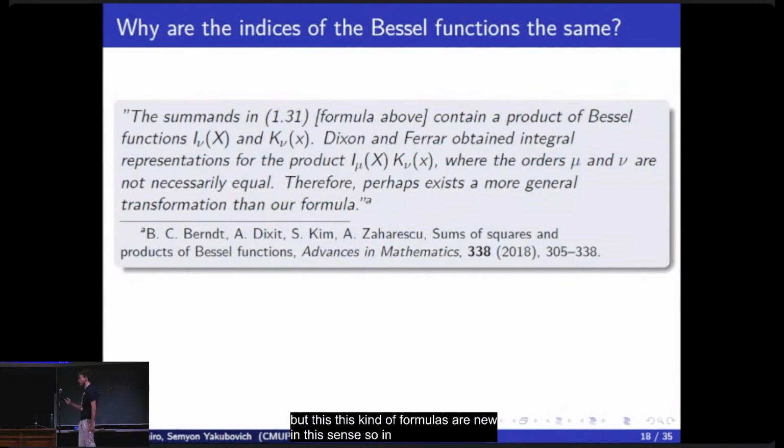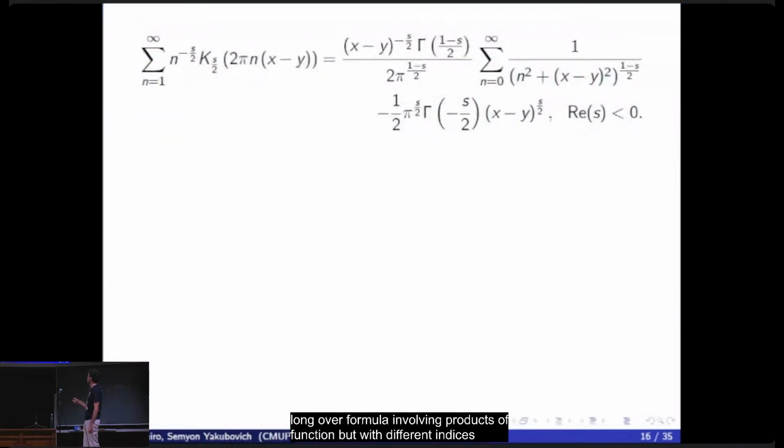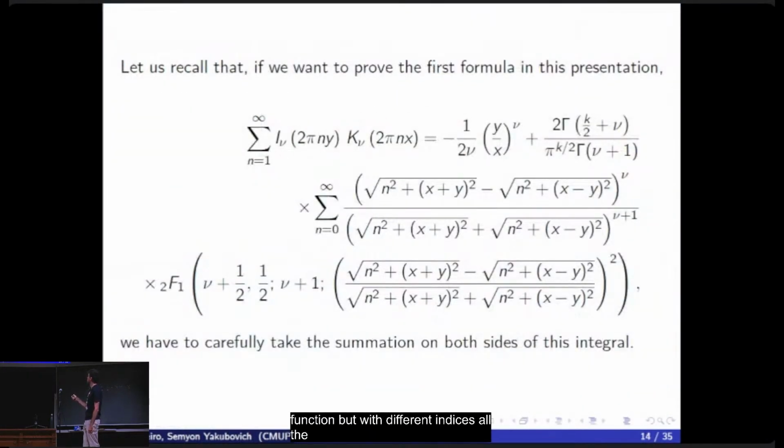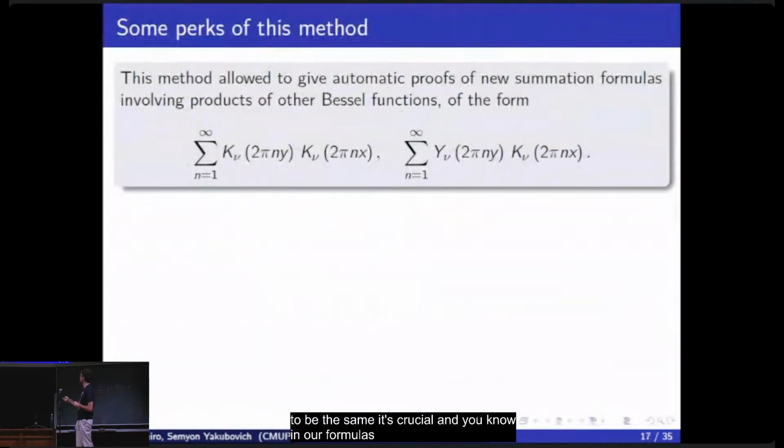So in fact, using a slightly different argument, we could also prove, but I'm not going to show, a formula involving products of Bessel functions, but with different indices. Note that in the formula of Berndt, I can show again, it's here, all the indices of the Bessel functions need to be the same. It's crucial. And in our formulas involving these mixed Bessel functions as well, the index needs to be the same.